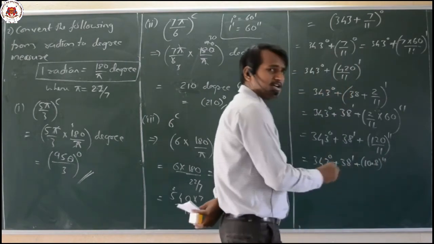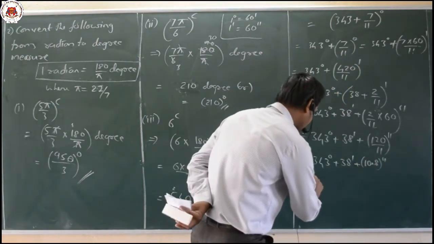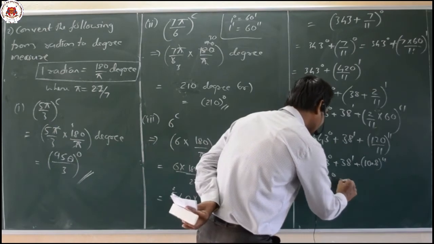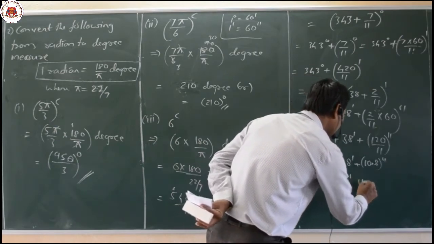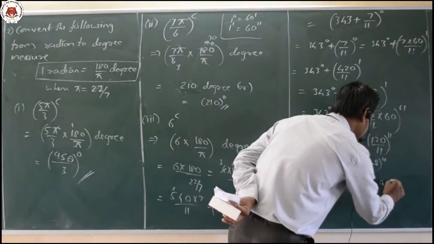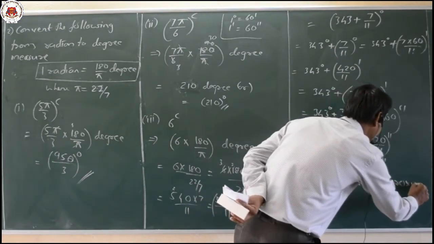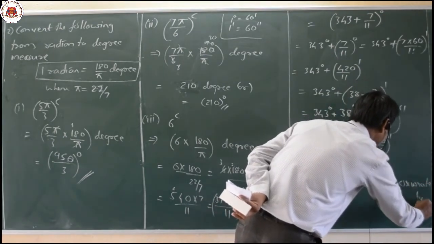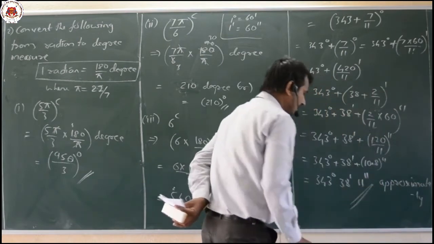This particular I will round figure it. So what round figure means, what we get here, 343 degrees, 38 minute and 11 second approximately. Okay, that is nothing but our required result.